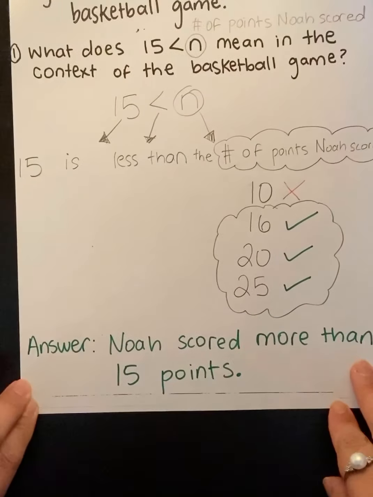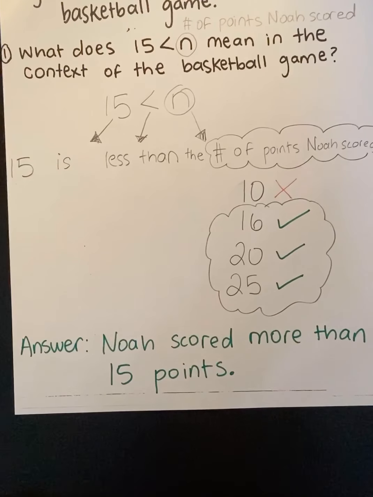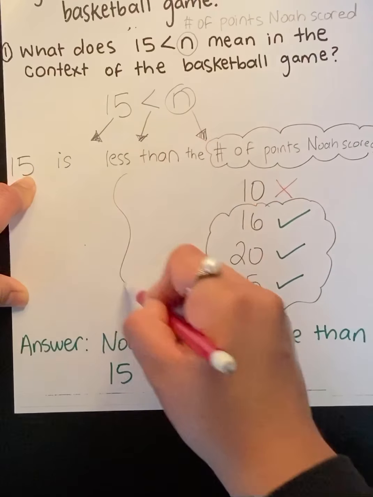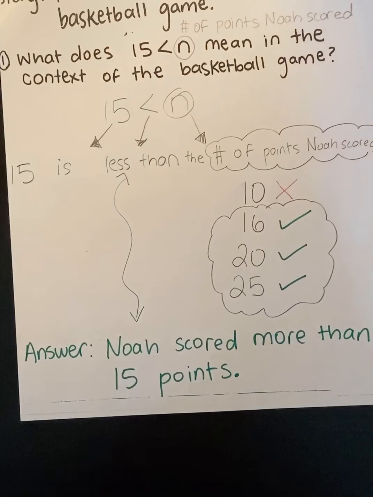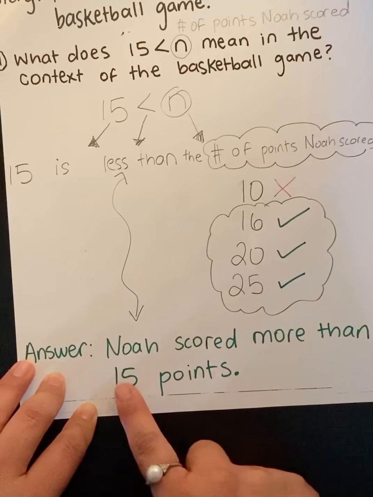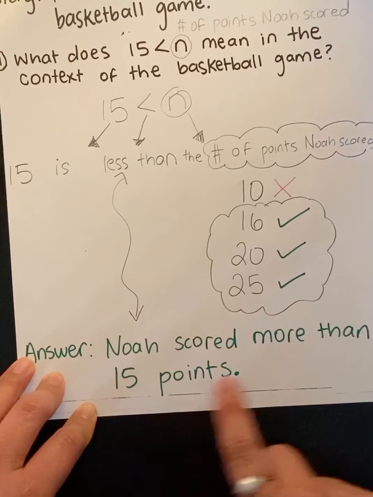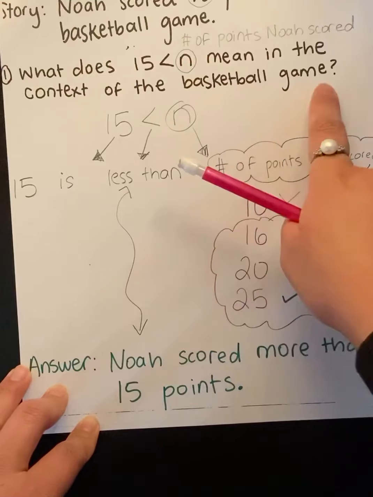And just to be clear, that's the same thing as 15 is less than the number of points that Noah scored. It just makes it more clear what the 15 and what the inequality means for Noah in the basketball game.